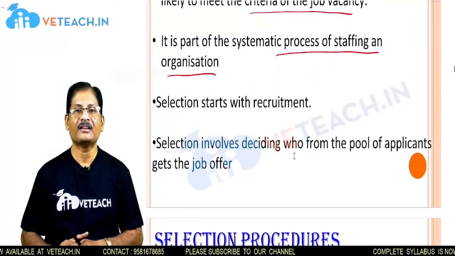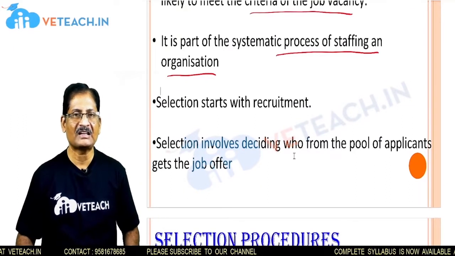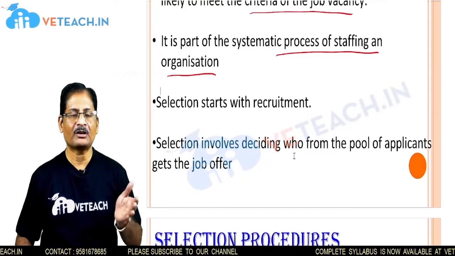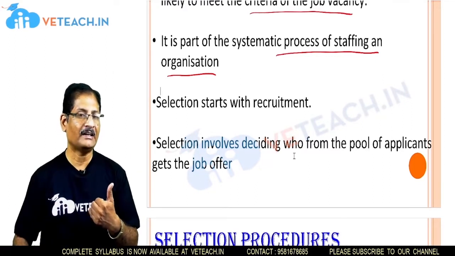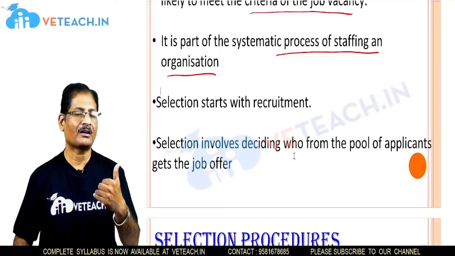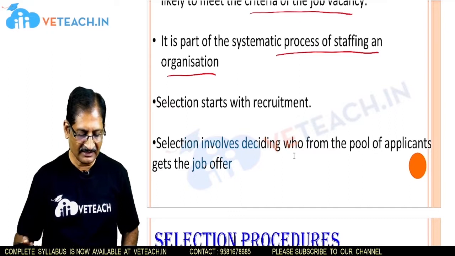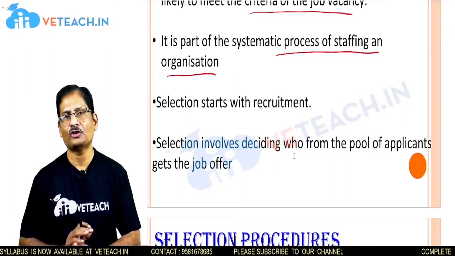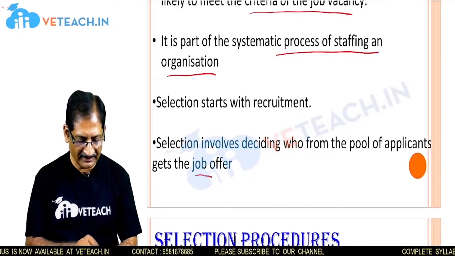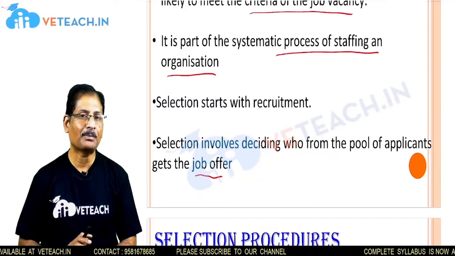Selection starts with the recruitment. Whenever you want to take up the selection, it starts with the recruitment, where you are inviting the potential applicants, and in the selection process you are eliminating the non-performing or non-qualified candidates from the process. So it is the selection. Selection involves deciding who from the pool of applicants gets the job offer. So the job offer is the final selection opportunity given to the applied individuals.